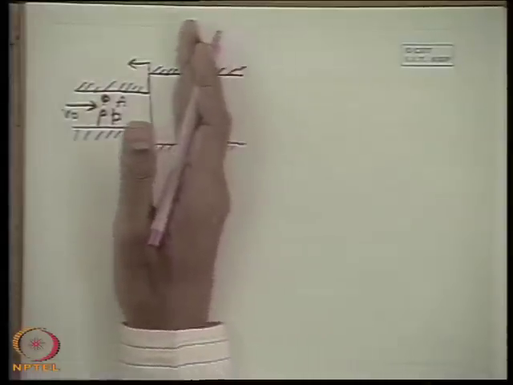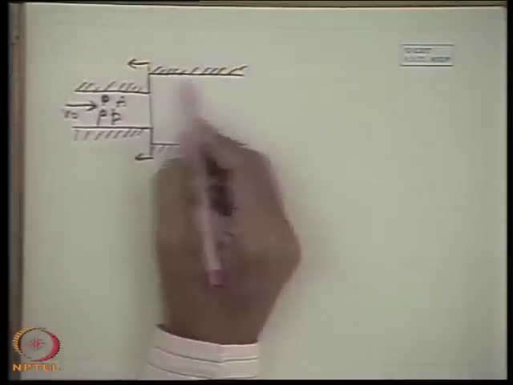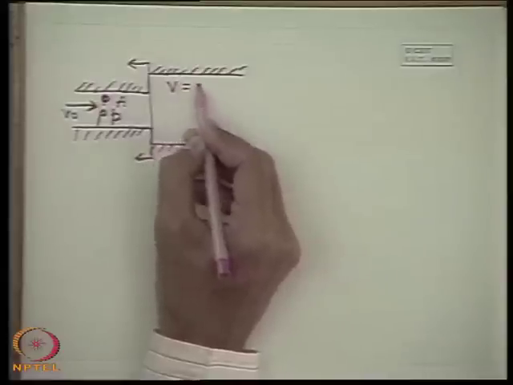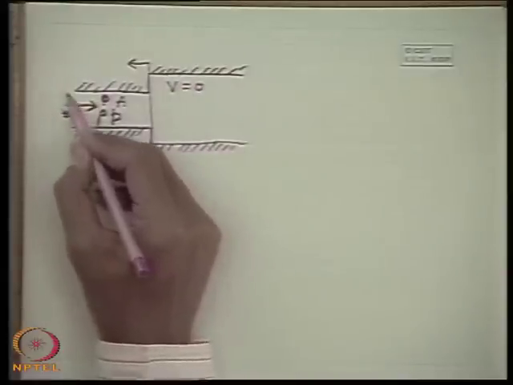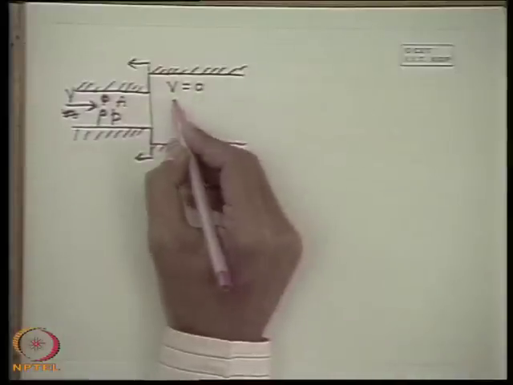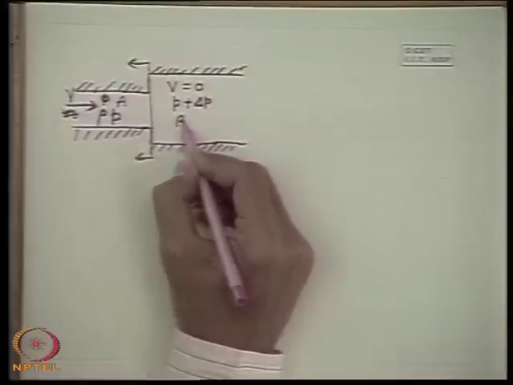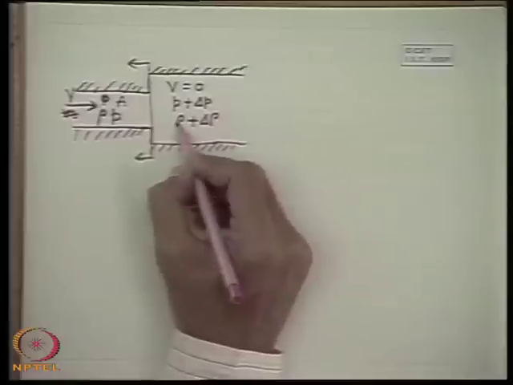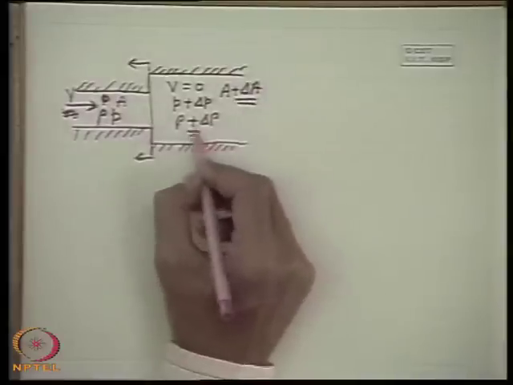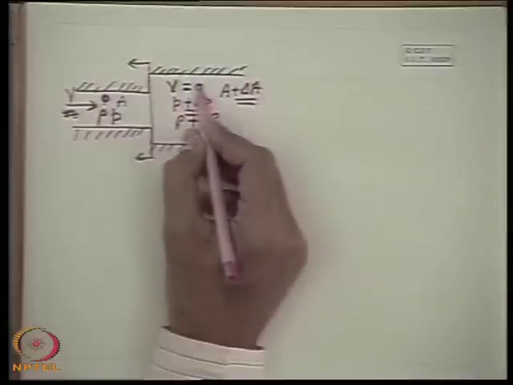When the pressure wave has crossed, the downstream part has already come to rest and the cross sectional area is increased, so here V is 0. So the pressure here is more, P plus delta P. Similarly, the density here is more, rho plus delta rho, and the area is A plus delta A. These are the corresponding quantities at the downstream of this pressure wave, where the velocity is 0.